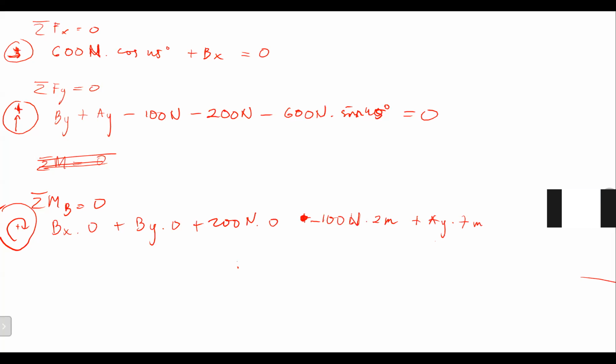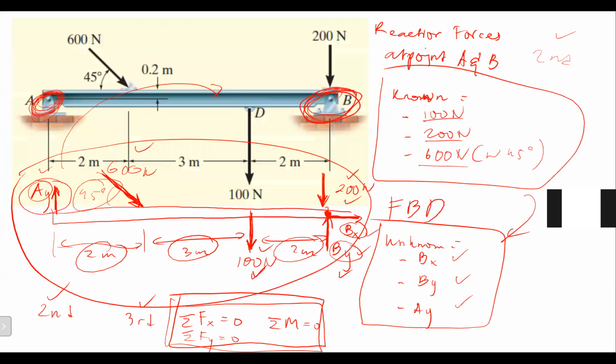Now the last one is due to 600 Newton. The easiest way for 600 Newton like this is you can divide the 600 Newton into two: 600 Newton cos 45 and 600 Newton sin 45. Cos 45 is the horizontal one. Will it give a moment to point B? No, it will not, right? Because if it's horizontal, there will be no moment arm there.